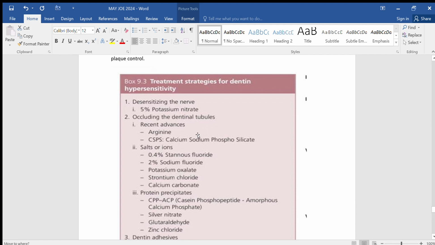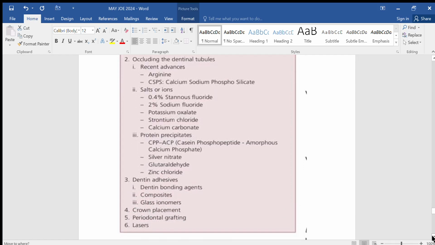Recent advances include arginine, calcium sodium phosphosilicate. Second includes salts, and third includes protein precipitates in the form of CPP-ACP, and silver nitrate, glutaraldehyde. After that, zinc chloride. And then dentin adhesives. Use of dentin adhesives: you can use dentin bonding agents, composite, glass ionomer, and crown placement.